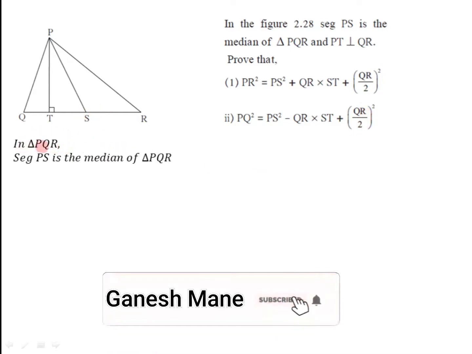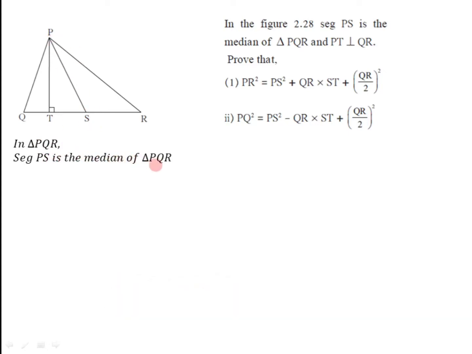It is given that in triangle PQR, segment PS is the median of triangle PQR. So as it is a median, point S must be the midpoint of segment QR. So if S is a midpoint, segment QS and segment SR are congruent, which are half of the segment QR. So we can write here QS is equal to SR is equal to 1/2 of QR. We'll call this equation number 1.